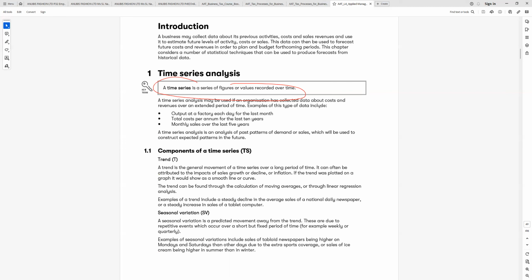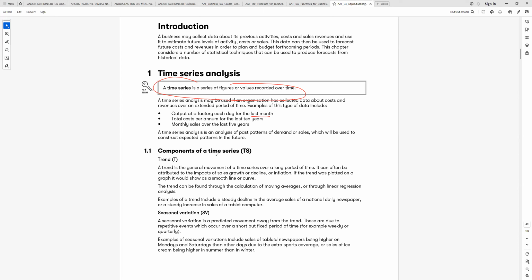Examples of this type of data include output at a factory each day. It could be last month, so every day, how much was the output? For example, day 1, day 2, day 3. Then total cost per annum for the last 10 years. How much was the total cost for each year for the last 10 years? Monthly sales over the last 5 years. How much we make in sales every month for the last 5 years. So we take a lot of data to analyze.